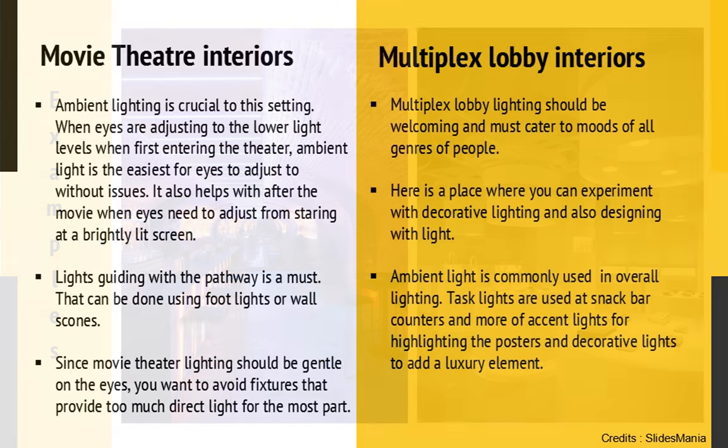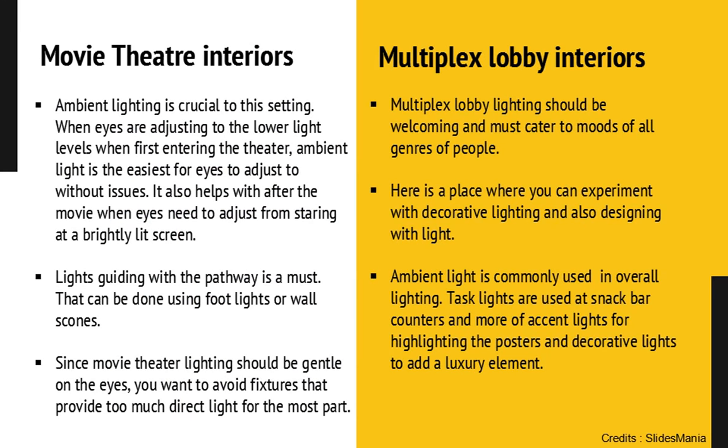The next is movie theater interiors. Ambient lighting is crucial to this setting. When eyes are adjusting to the lower light levels when first entering the theater, ambient light is the easiest for eyes to adjust to without issues. It also helps after the movie, when eyes need to adjust from staring at a brightly lit screen.